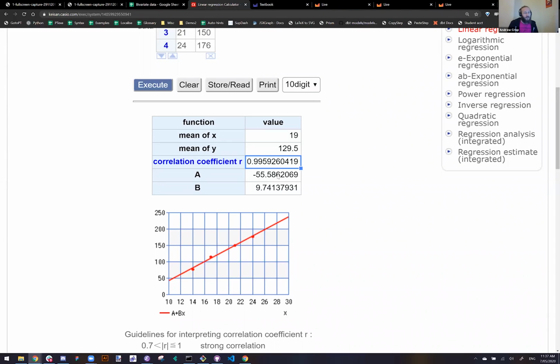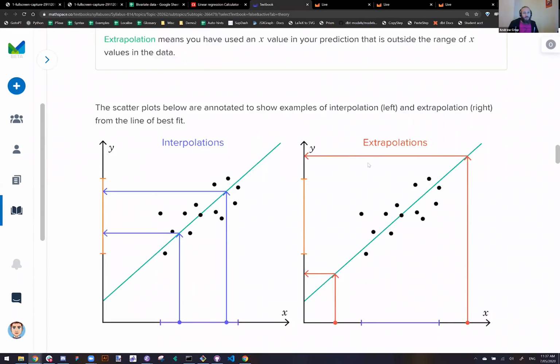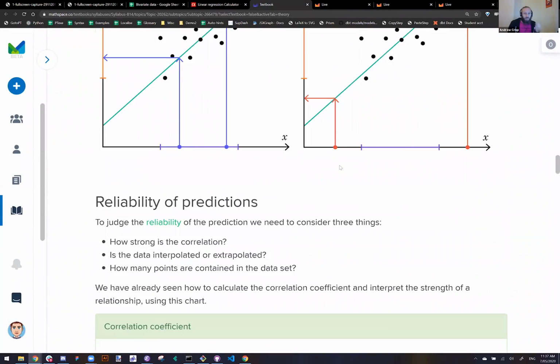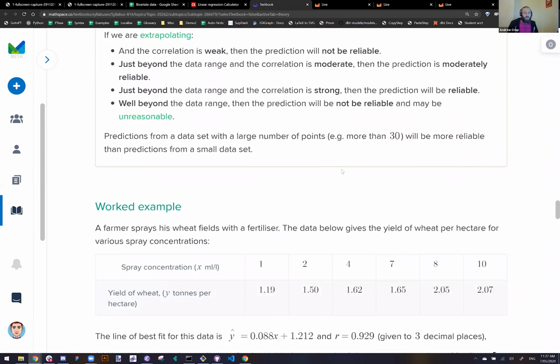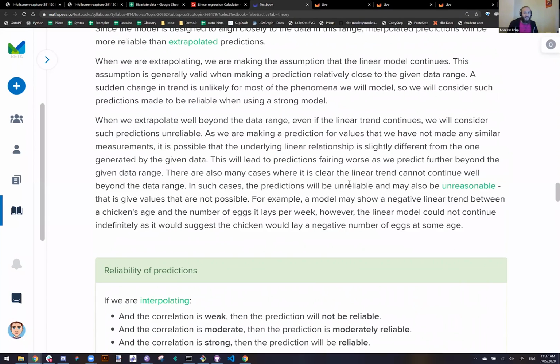At the same time, we also need to be careful of where our prediction is occurring. If it's occurring inside the original range, we call that an interpolation, and it's much better as a prediction than trying to interpret outside the range. Okay. So with that in mind, I'm going to do a few Mathspace questions and see how I go.